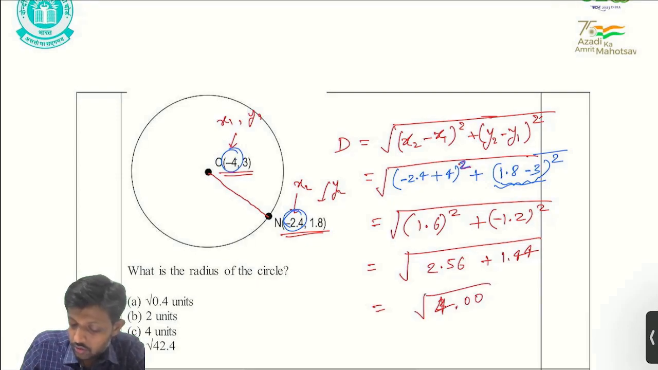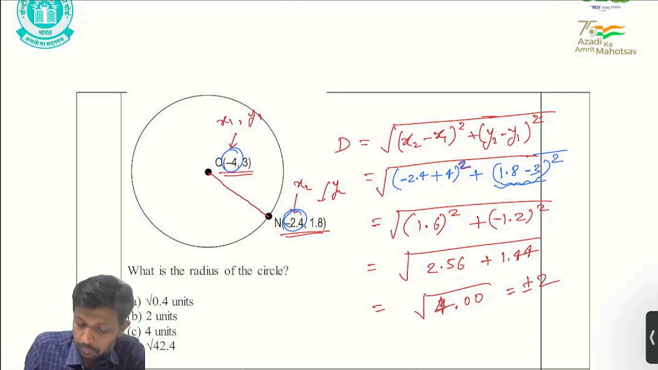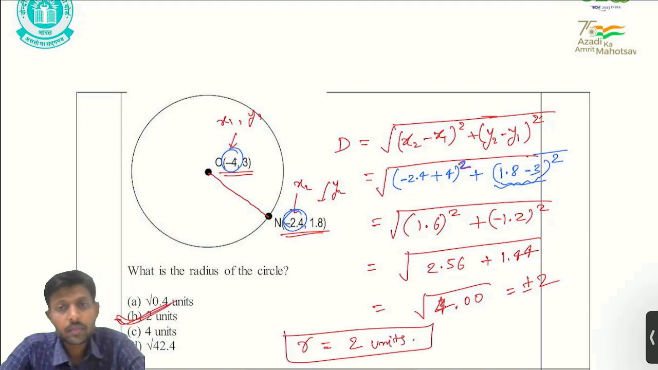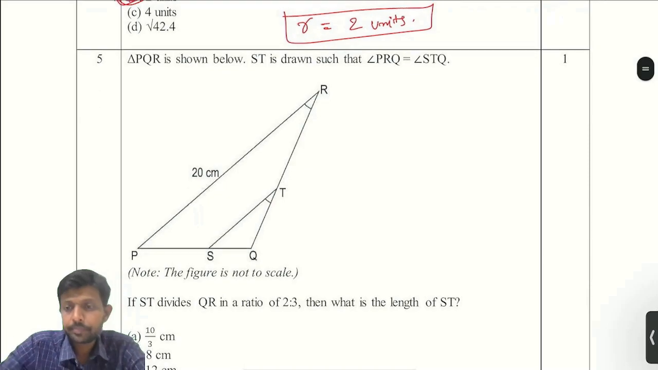Yeah, so that will give you plus or minus 2. Minus 2 can't be the radius, length cannot be negative, so we choose plus 2. The radius is 2 units. That's your answer. Alright, let's move on to the next question. Question number 5.